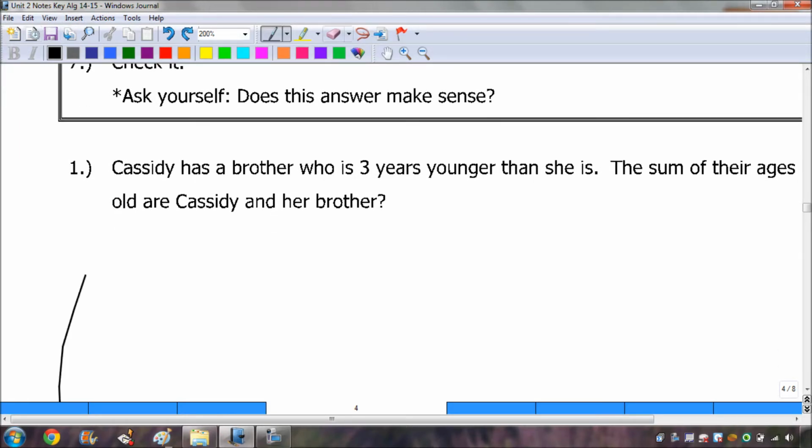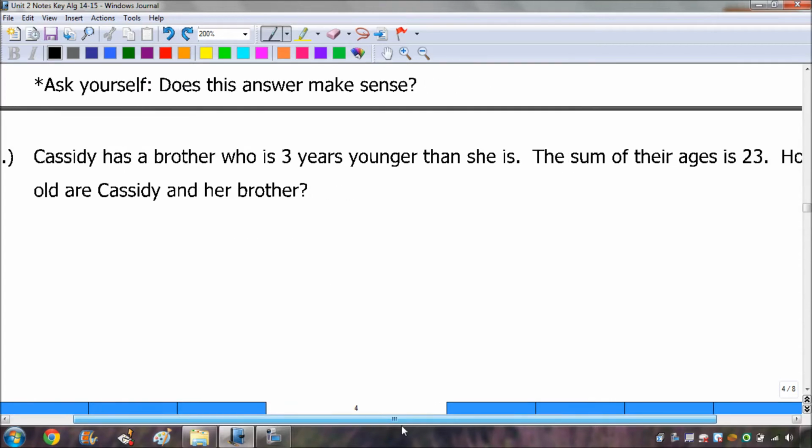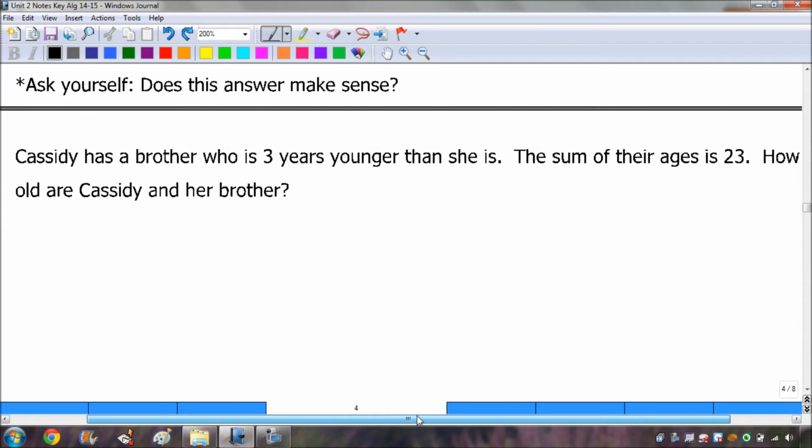So for example, in question number 1, it says that Cassidy has a brother who is 3 years younger than she is. The sum of their ages is 23. How old are Cassidy and her brother? So the first thing you're going to do is underline key information. All right, so I am going to underline the fact that Cassidy has a brother who is 3 years younger than she is. That's key information right there. Okay, and the sum of their ages is 23. How old are Cassidy and her brother?